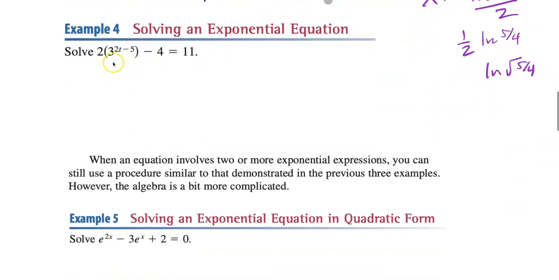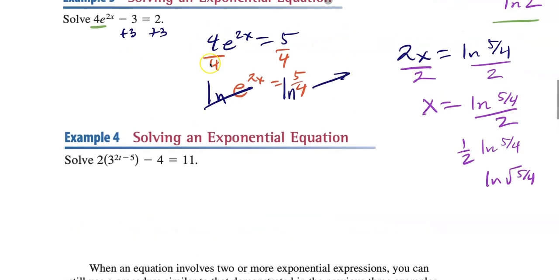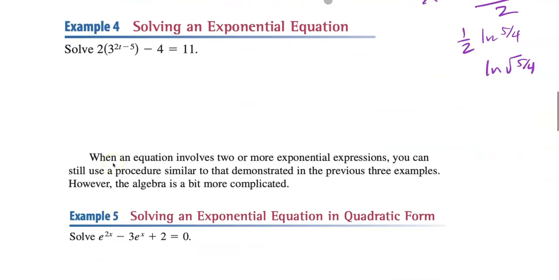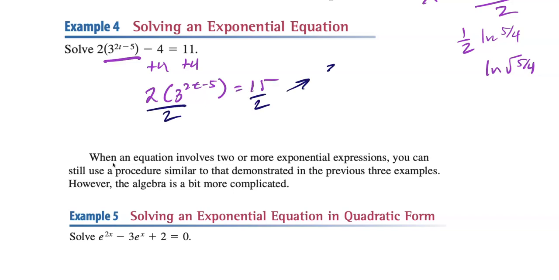Over here, we have to solve for x, so we're going to solve for x1. The same idea, except I can't just use a natural log to cancel out the e. This is the power. So we're going to do the same thing. Let's get this guy by itself. So we're going to add 4. I get 2 times 3 to the 2t minus 5 equals 15. Let's divide by that 2. And we already have fractions.